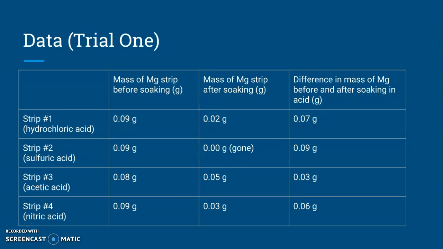As you can see, the magnesium strip in the sulfuric acid was completely gone, whereas the strip in hydrochloric acid lost 0.07 grams, and the one in nitric acid lost 0.06 grams. The acetic acid reacted the least with the magnesium. It only corroded 0.03 grams during the 7 minutes of reaction. The results for the other 2 runs were very similar.